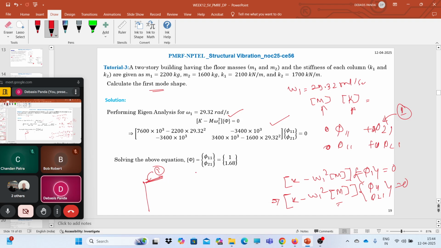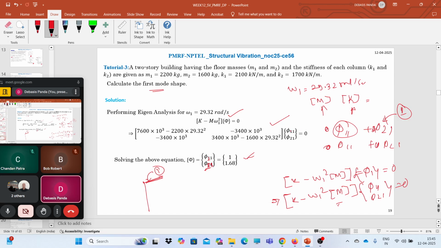So if we consider that phi 2 1 is equal to 1, we can easily find out the value of phi 1 1. We can easily calculate the equation, the mode shape. So look here, they have written it in another manner, but to express this mode shape in that manner, you need to write it like this: phi 2 1, and that will be phi 1 1, not like that.